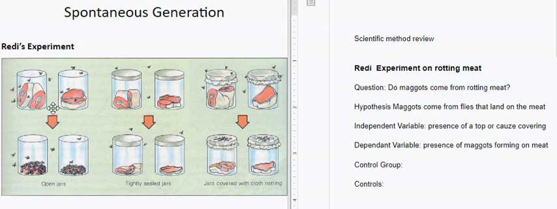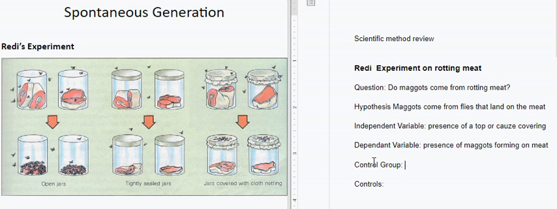In the first set of jars, where they're open to the air, flies were able to land on it and they were eating the meat, and while they're doing that, they're laying their eggs there. Now, they didn't know the eggs were being laid there because the eggs are microscopic, so you wouldn't see them there. But they do develop into maggots, which is why people believe that the maggots came from the meat.